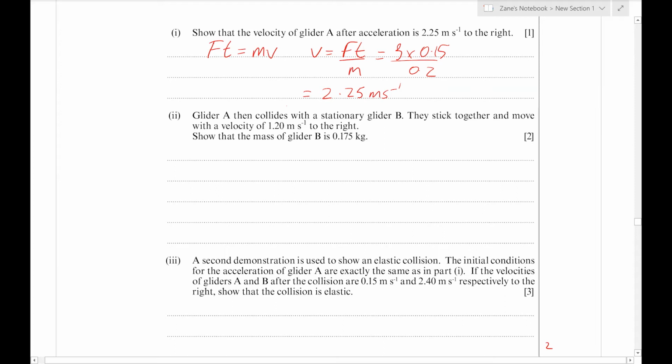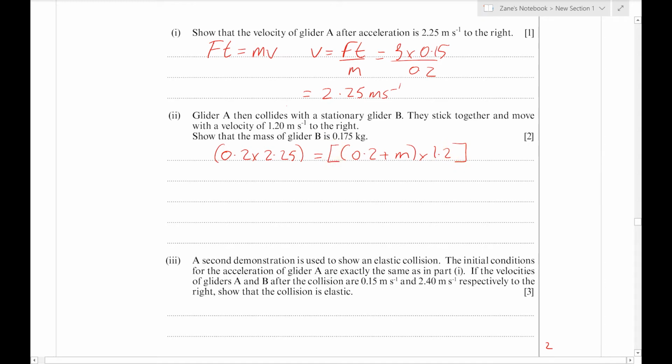So let's set this up as a conservation of momentum question, where the total momentum before equals the total momentum afterwards. Before the collision, the total momentum we've got is glider A of mass 0.2 kilograms moving at 2.25 meters per second, and the total momentum afterwards is the combined mass 0.2 plus, let's call it m, moving together at a speed of 1.2 meters per second.